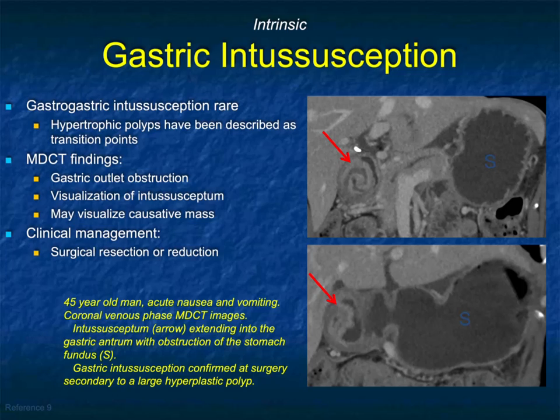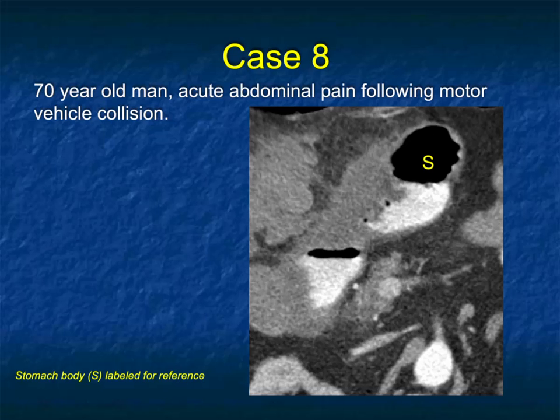In terms of clinical management, you can try to do reduction, I guess, but at the end of the day, the patient will need to go to surgery. In this case, it was a large hyperplastic polyp, which was resected. Again, a very, very nice example.